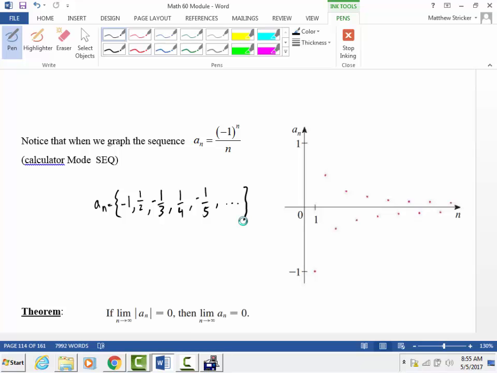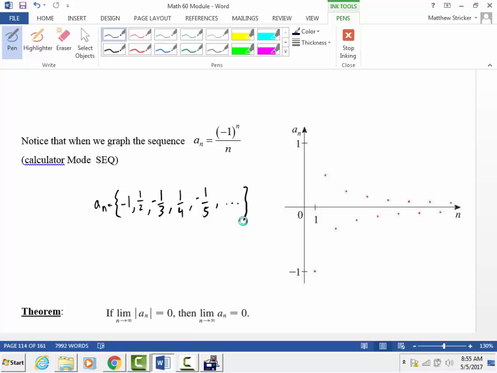Is that sequence converging? It is hopping back and forth, but is it converging? Yes. What's it converging to? 0. Now there's a nice theorem that says that if you have an alternating sequence, so you have this -1 type thing, you take its absolute value, and that sequence's limit goes to 0, then the alternating version also has to go to 0.